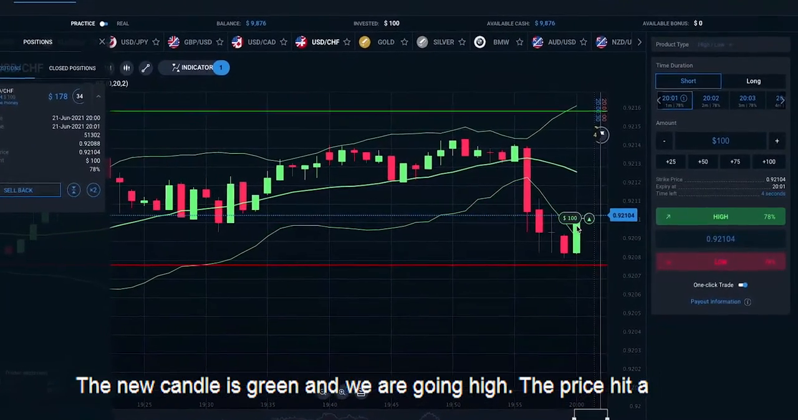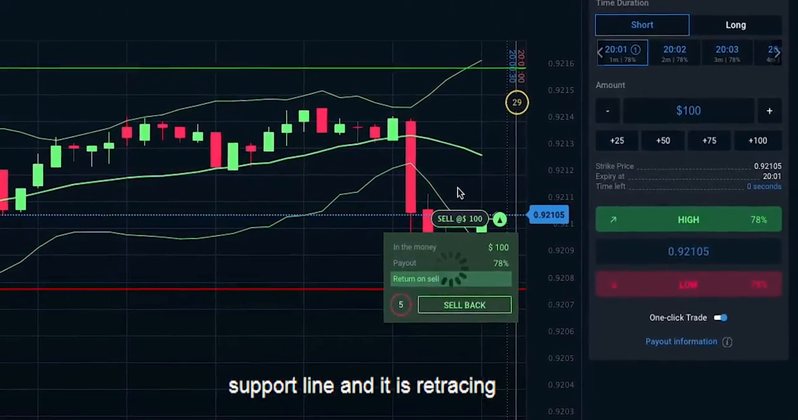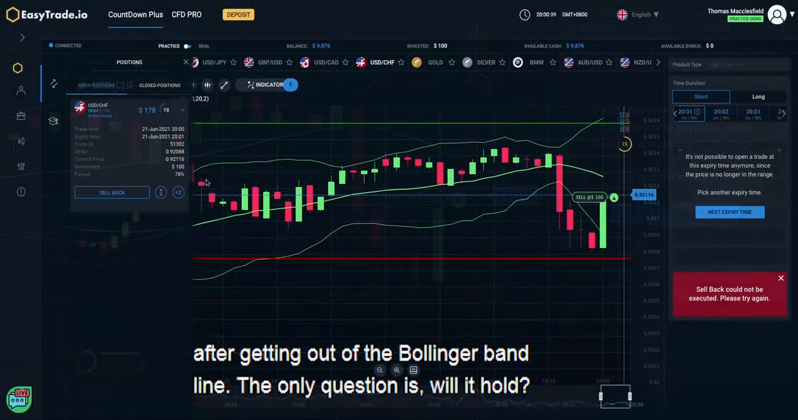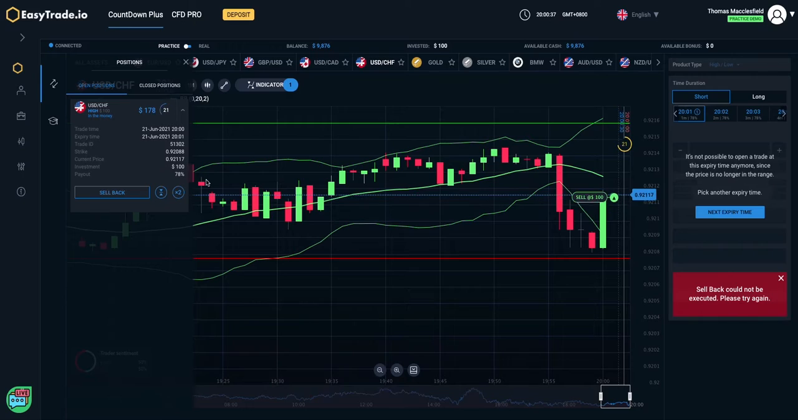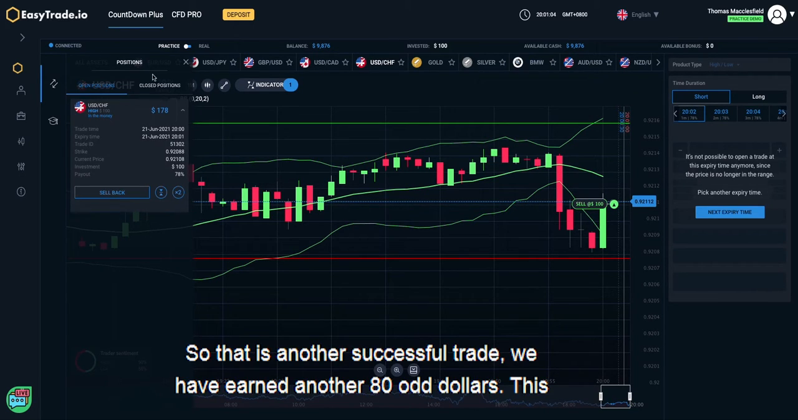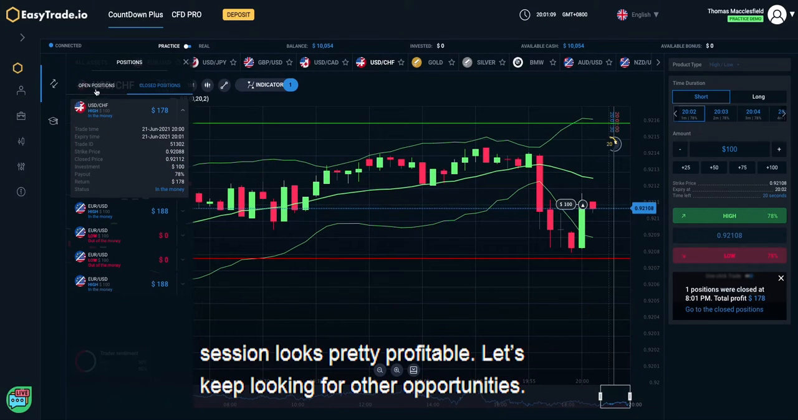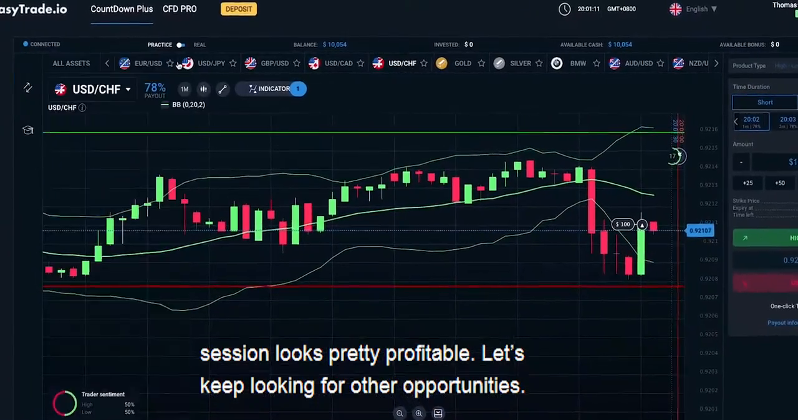The new candle is green and we are going high. The price hit a support line and it is retracing after getting out of the Bollinger Band line. The only question is, will it hold? So that is another successful trade. We have earned another $80 odd. This session looks pretty profitable. Let's keep looking for other opportunities.